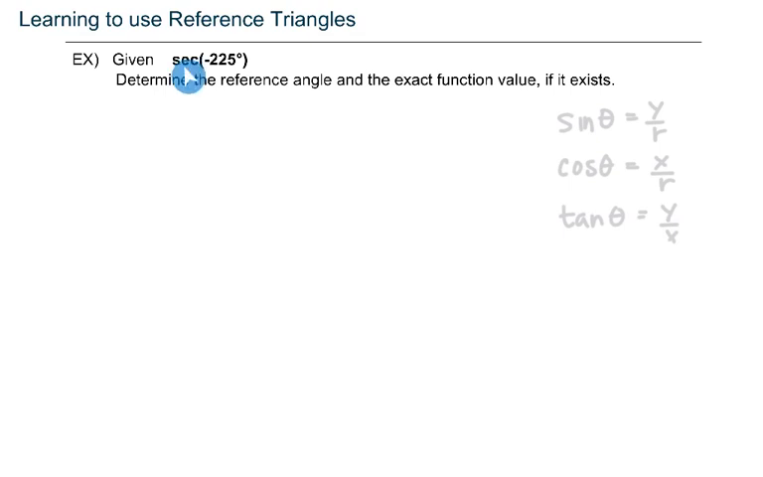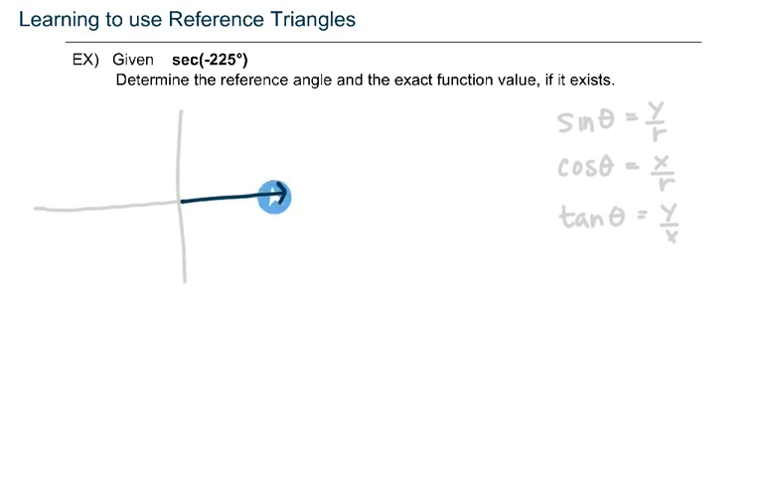So for this first example, we're given secant of negative 225 degrees. So we've got some stuff that we need to unpack here so we can solve this problem. I'm going to give myself a little more space in my quadrant 2. So first of all, where does that angle, negative 225, end up? Remember, we always start with a positive extending out on our positive x-axis, or this initial ray. And because it's a negative rotation, we're going to be going clockwise.